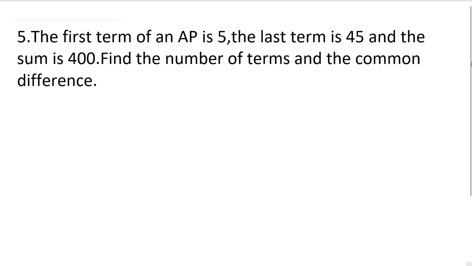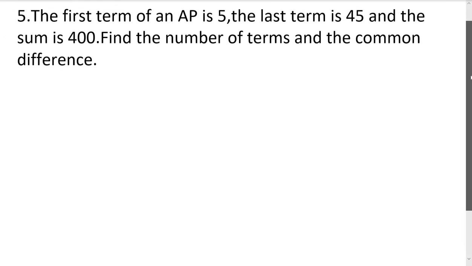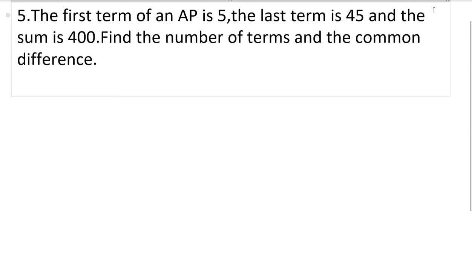See the fifth sum. The first term of an AP is 5. The last term is 45 and the sum is 400. Find the number of terms and the common difference. Shall we find this?